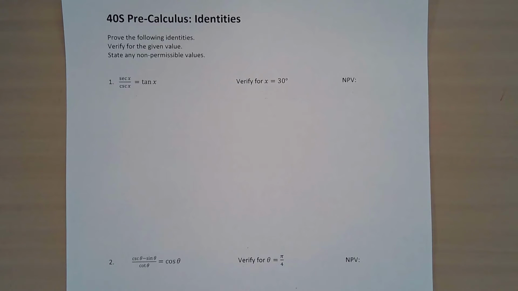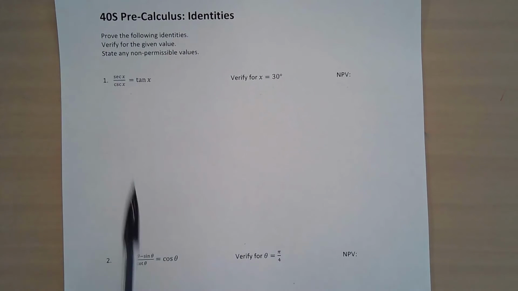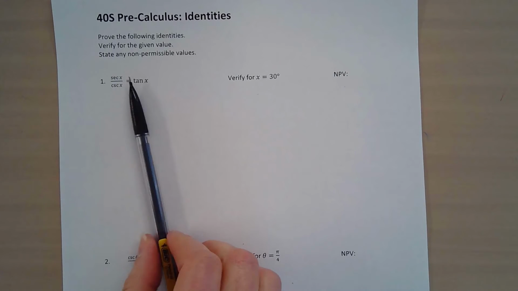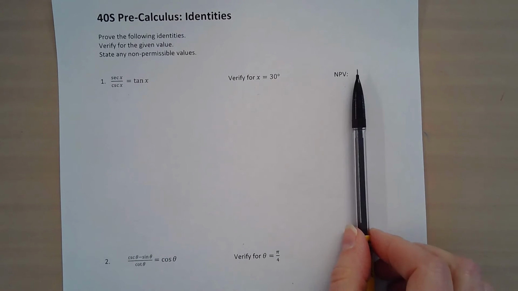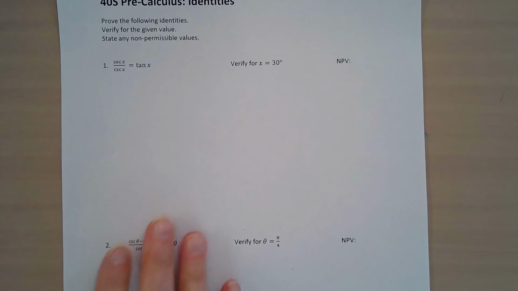So let's look at the first one. Our first identity, and we'll go in order. It says for each one, and there's only two here, prove, verify, state any NPV. You can go in any order that you want, but let's do the prove first.